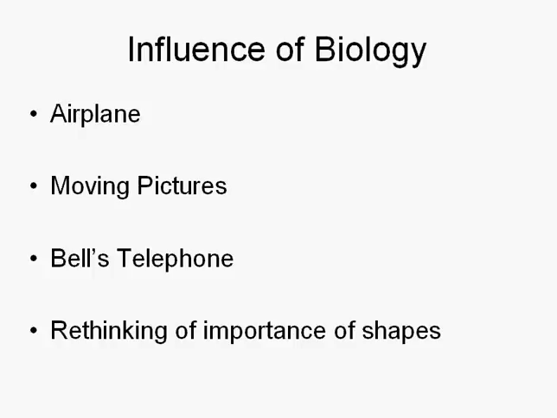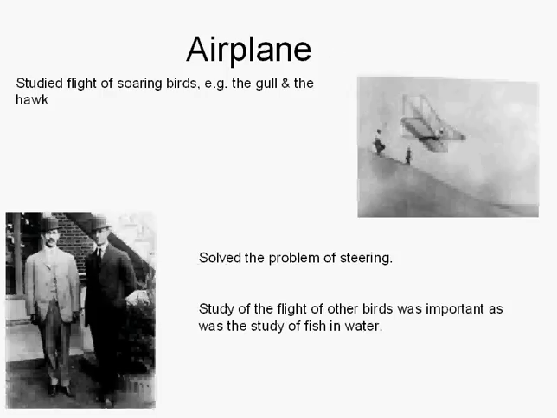came out of this need for efficiency, and there's nothing more efficient than nature and some of the things that go on with living organisms. So engineers definitely took notice of that. We're going to look at the airplane, moving pictures, and Bell's telephone in a little more detail in these three following slides. The airplane, as you know, first sustained flight by Wilbur and Orville Wright.